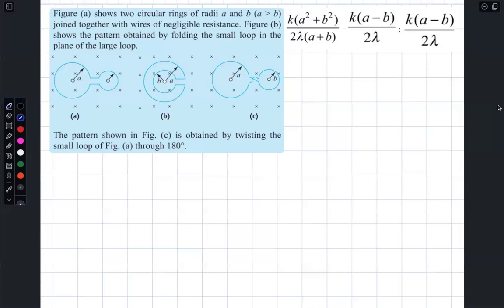Give me some time here. One line I think is missing. One line at least.